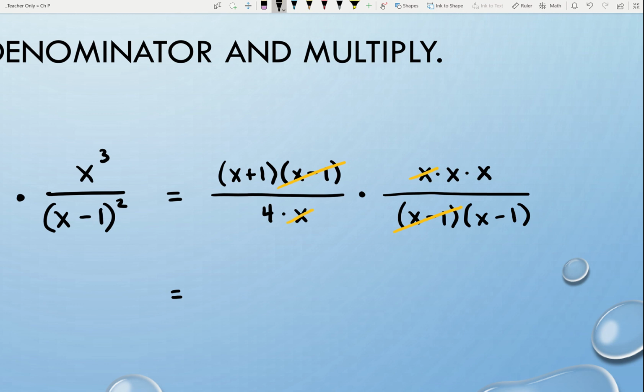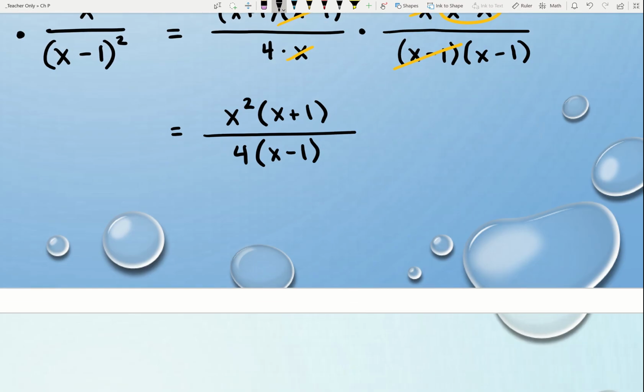So what remains here, of course, is going to be x squared. And so we'll write that out, right? We'll say x squared times that quantity x plus 1 in the top. And then on the bottom, what remains is 4 times the quantity x minus 1 in the bottom, okay?